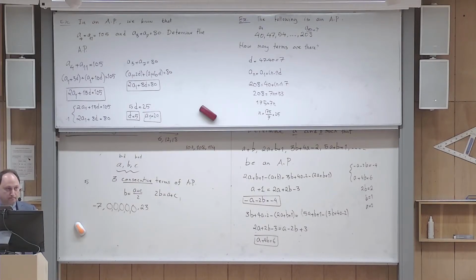Okay, any ideas? Yes, do you have your numbers, Robert? Yes. Yes, what are they? -2, 3, 8, 13, 18. Yes, that's correct.